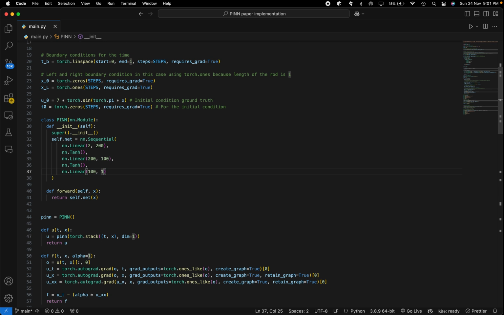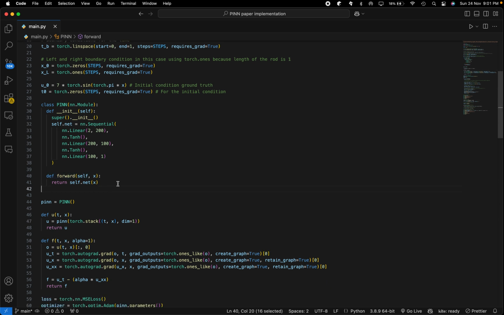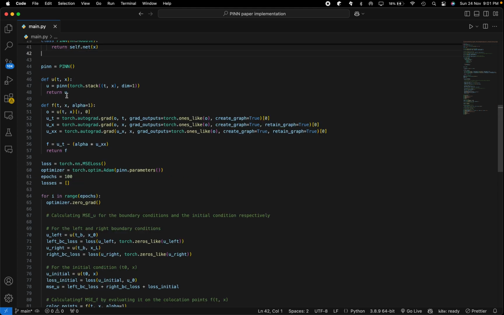Why 1 though? You have to ask that, believe me, because this 1 isn't something that remains constant. It changes equation to equation, so you need to understand why there's this 1. Basically, the output is going to be the number of values that your equation outputs. In our case, we are going to be outputting u of x comma t. So we are just outputting one value, and since we are outputting one value, the output has to be 1. And then I just do a forward on self.net x, very simple stuff.